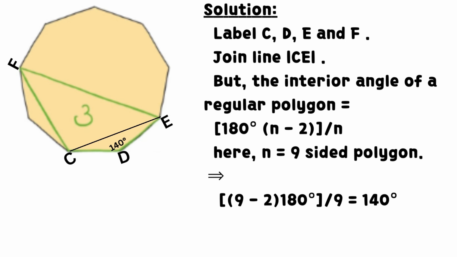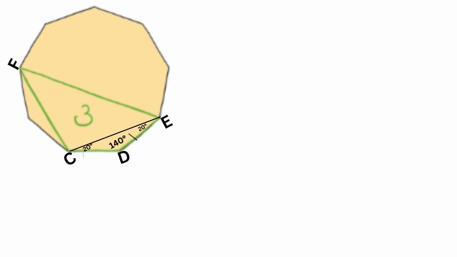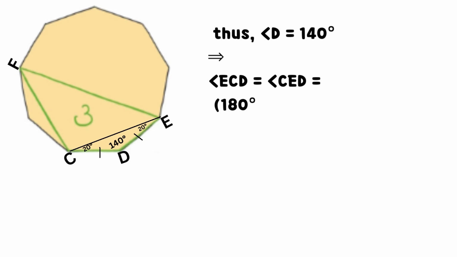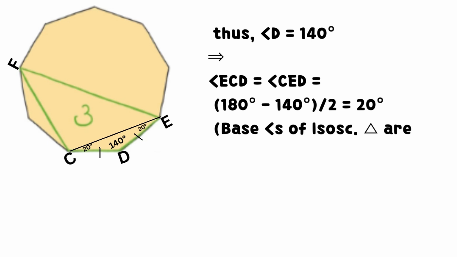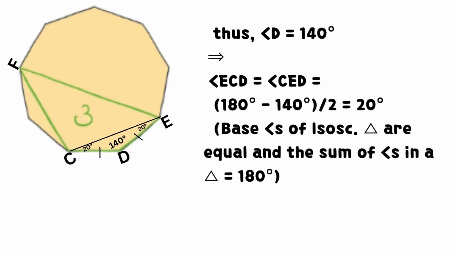It implies that the product of 9 minus 2 and 180 degrees, all divided by 9, equals 140 degrees. It follows that angle D equals 140 degrees. This implies that angle ECD equals angle CED, which equals 20 degrees, after substitution and simplification of values.